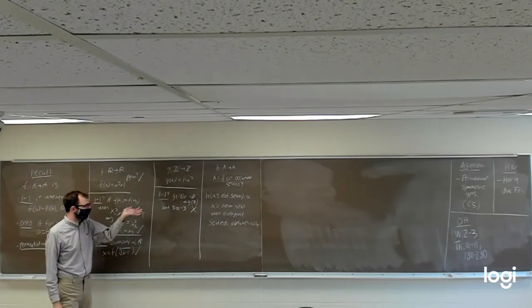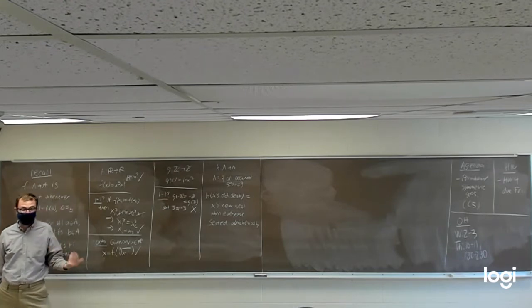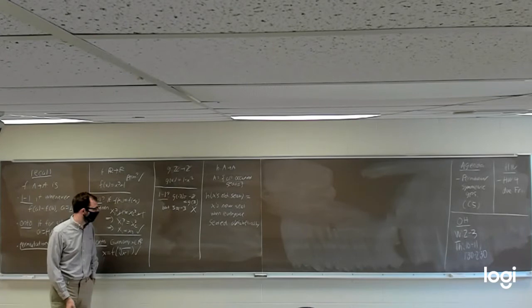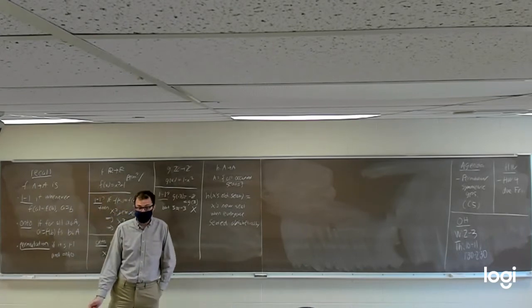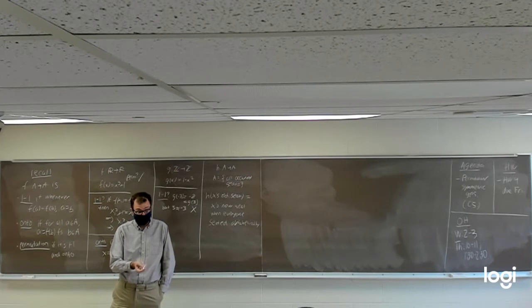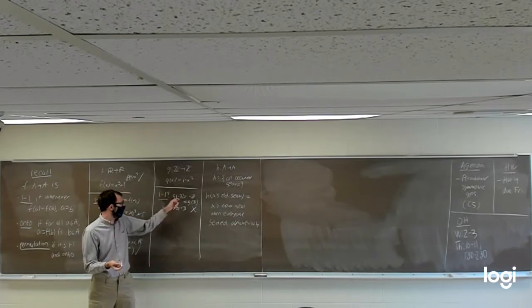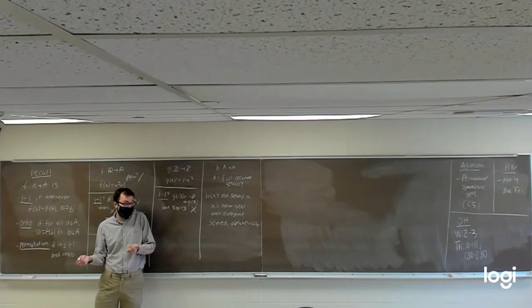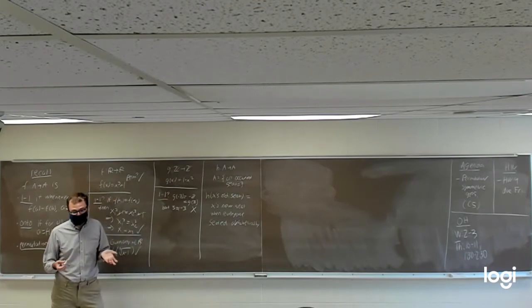So this function is not 1-to-1 because we can find two elements that map to the same thing, 3 and -3. In truth, we can find infinitely many pairs of elements that will map to the same thing, just any integer and the negative of that integer. But a single counterexample like 3 and -3 is all it takes to break our function being 1-to-1.